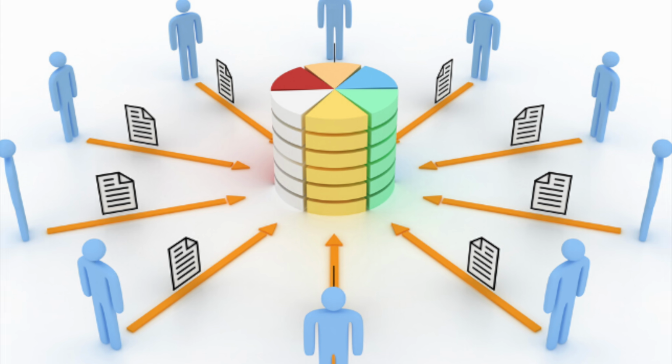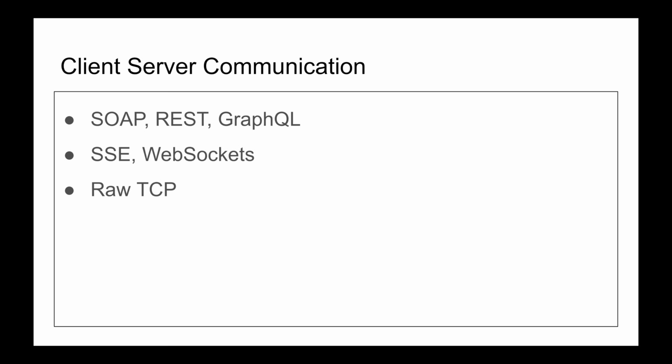People use raw TCP. An example of that is Redis. Redis uses RESP, I think. They invented their own protocol and packed it into TCP in a very compact way. A lot of people use that as well.